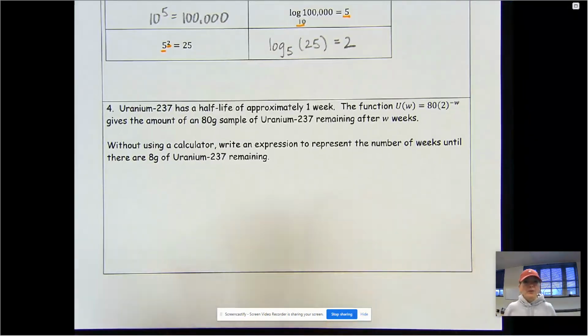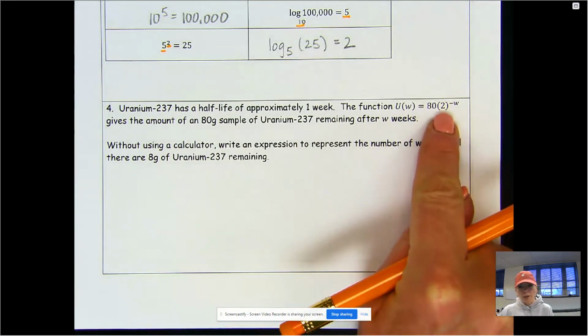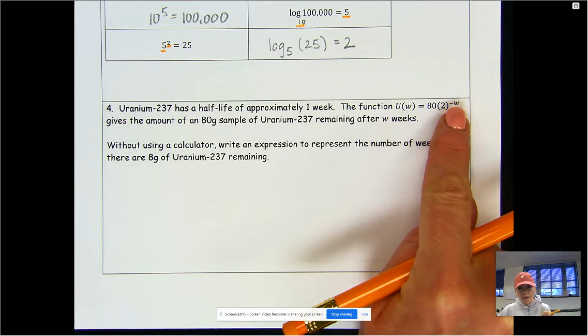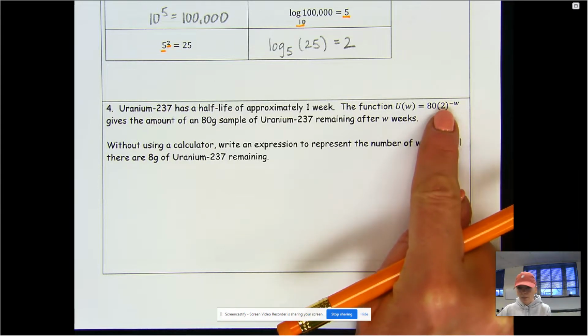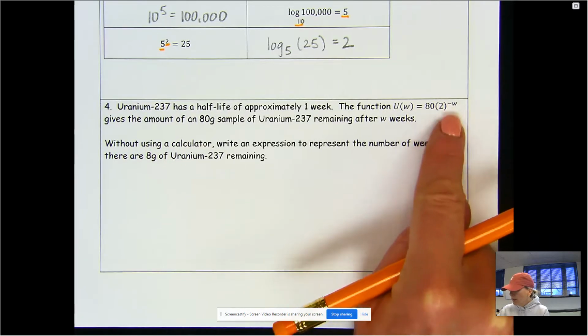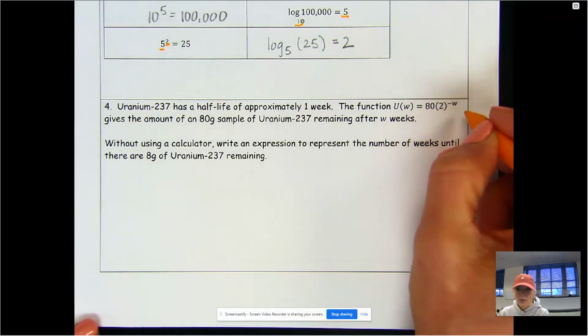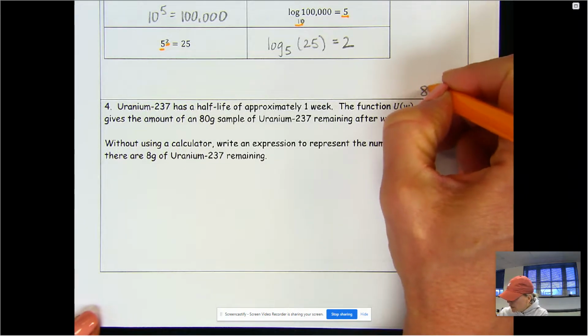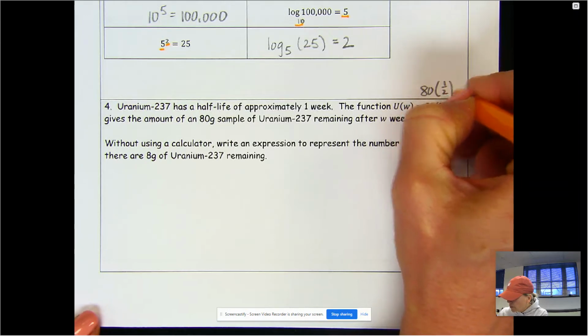All right, so our first story problem here, it's a half-life problem, and it's being presented in a way you haven't really seen. Usually we'd use a factor here of 1/2, but instead we have a factor of 2 with a negative exponent. So just remember, negative exponents mean that you're really dealing with a fraction, right? Negative exponents make fractions. So this 2 to the negative w, we're going to leave it this way, but I just want you to remember this would be equivalent to 80 times 1/2 to the w.